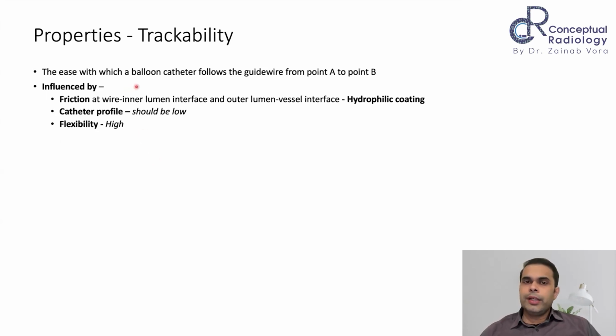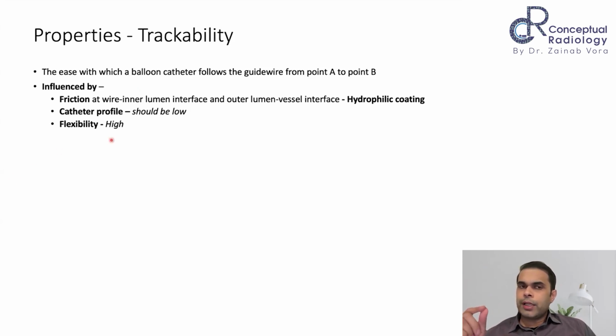Third is trackability, and the trackability is that it can easily go and take the shapes that you are putting. So over the wire, you are trying to put a balloon, it should be able to track over the wire. So it depends on two, three things. One is the friction between the vessel and the catheter, the friction between the catheter and the wire over which it is going. So that should be as low as possible. There should be hydrophilic coating which allows it to smoothly pass over each other.